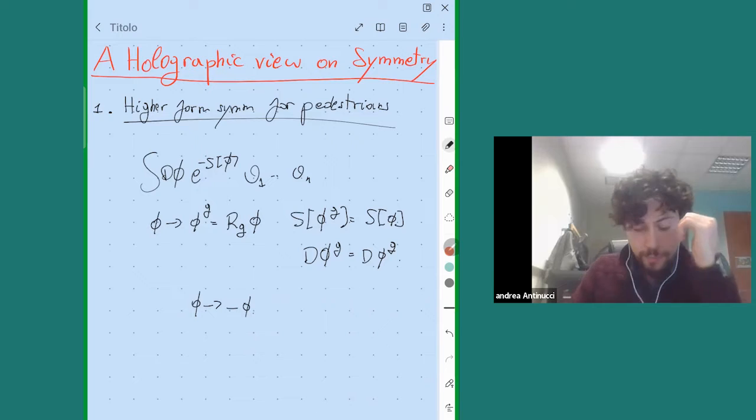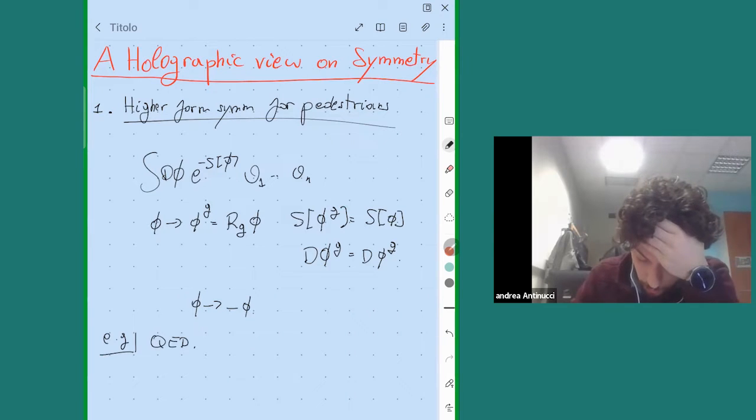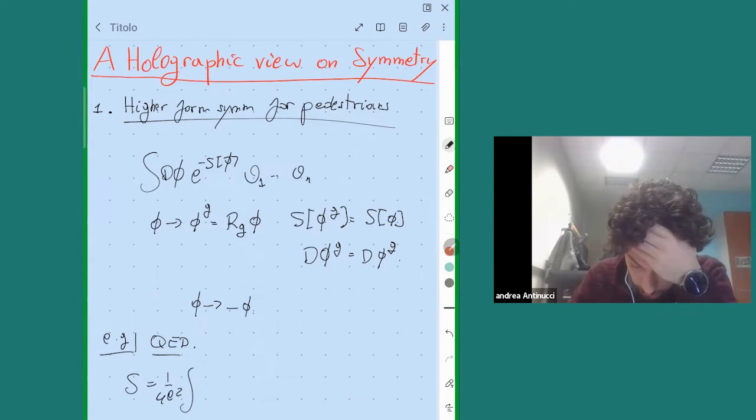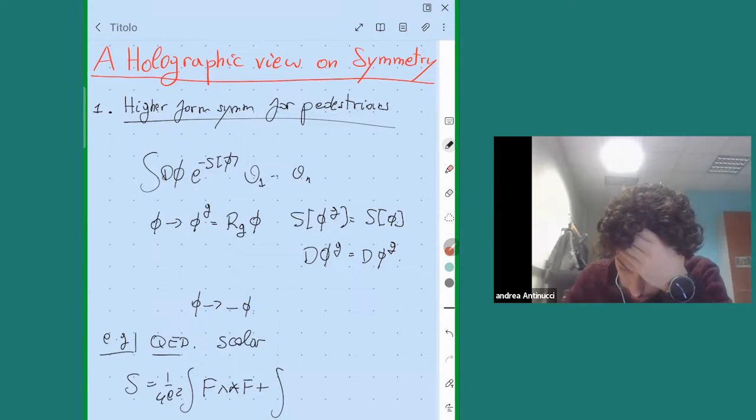But let me consider two more complicated examples. The first one, let's take QED. Just to clarify, what do I mean? So the action is you have the gauge field, the magnetic term for the gauge field. I'm considering scalar QED. And so the term with the scalar will have something like this: phi, let's say, modulo square.